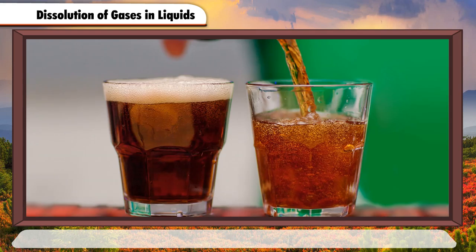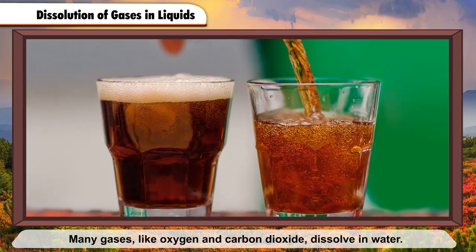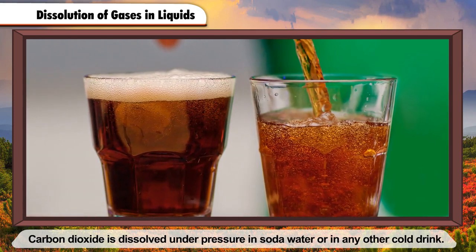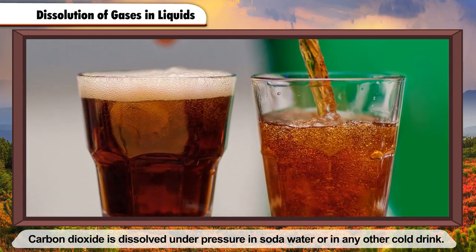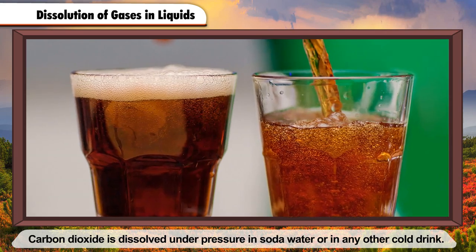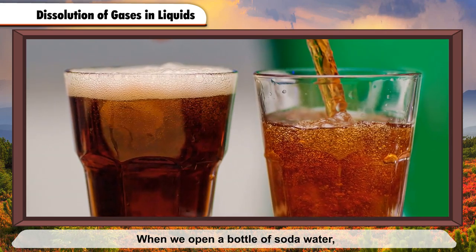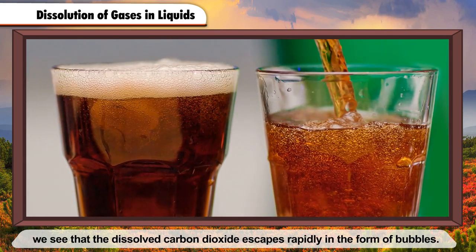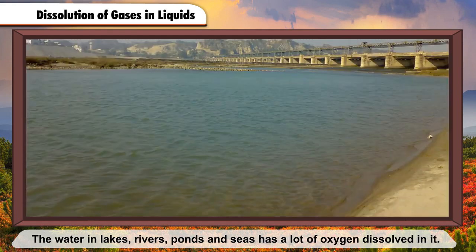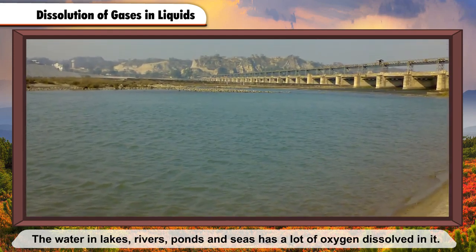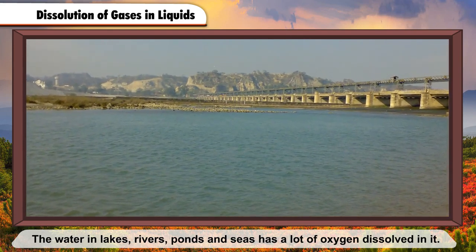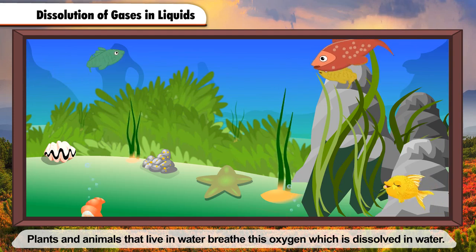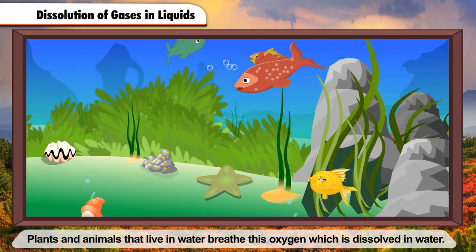Dissolution of gases in liquids. Many gases, like oxygen and carbon dioxide, dissolve in water. Carbon dioxide is dissolved under pressure in soda water or in any other cold drink. When we open a bottle of soda water, we see that the dissolved carbon dioxide escapes rapidly in the form of bubbles. The water in lakes, rivers, ponds and seas has a lot of oxygen dissolved in it. Plants and animals that live in water breathe this dissolved oxygen.